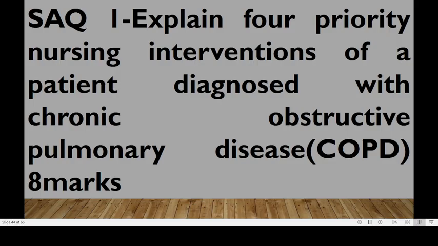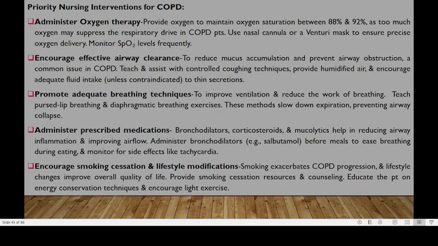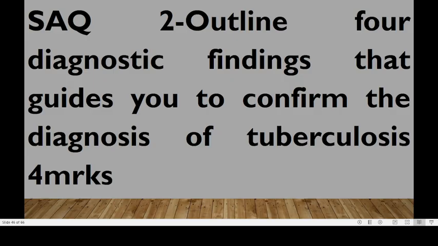For priority nursing intervention for a client with COPD, you need to administer oxygen therapy, encourage effective airway clearance, promote adequate breathing patterns, administer prescribed medications, and encourage smoking cessation and lifestyle modification.